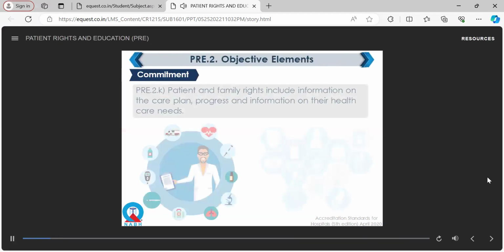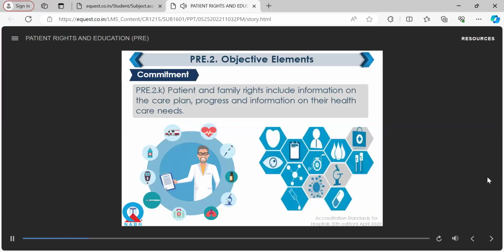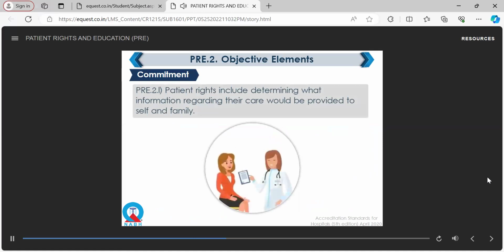Next objective element is a commitment that patient and family rights include information on the care plan, progress, and information on their healthcare needs. And the last objective element is a commitment for an organization that patient rights include determining what information regarding their care would be provided to self and family.